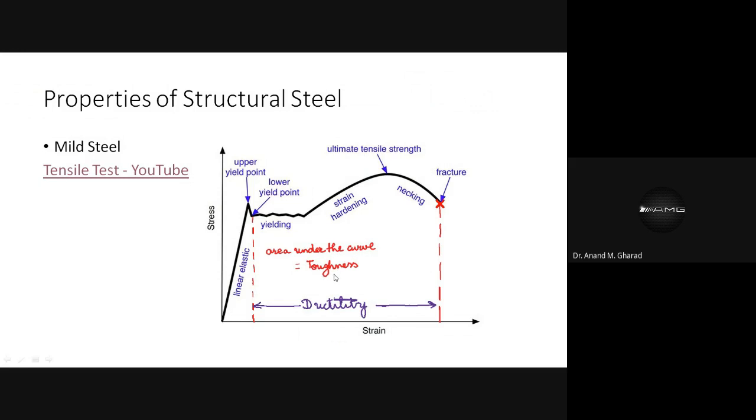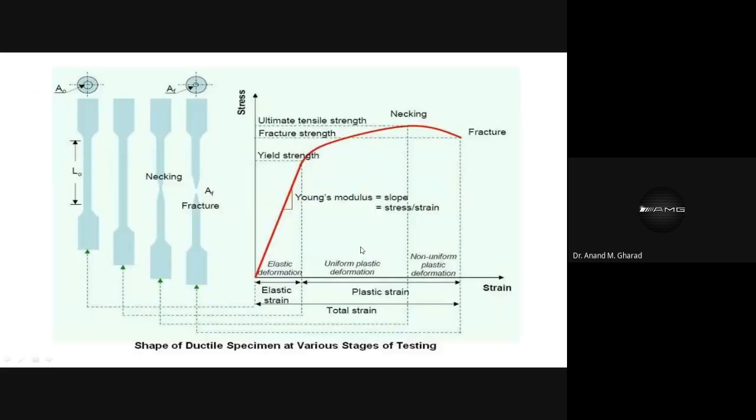So what are we actually trying to achieve? We are trying to achieve the material to be tough. Okay, it should also be ductile. Okay, so that is our aim. The same thing has been represented over here with more clarity.